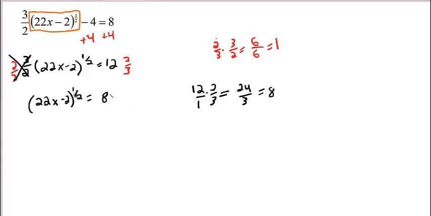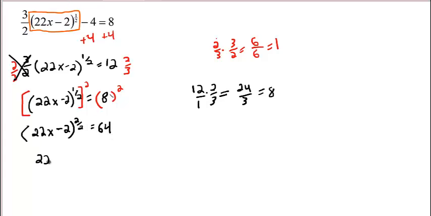Now I could deal with this 1/2 power. So to get rid of that, I raise this side by 2, or I could square it, which means I also have to square this side. So now whenever I have a power raised to another power, I multiply it. So 1/2 times 2 is going to be 2 over 2. So let's write that out. We've got 22x minus 2, and that's going to be raised to the 2 over 2 power, and then 8 squared is 64.